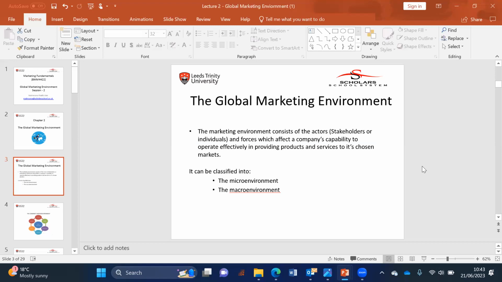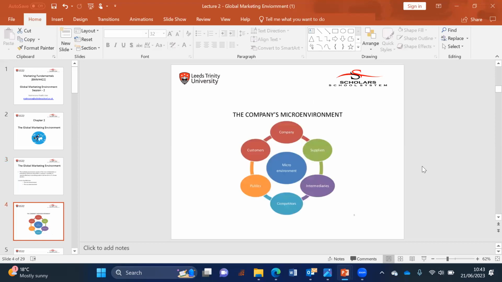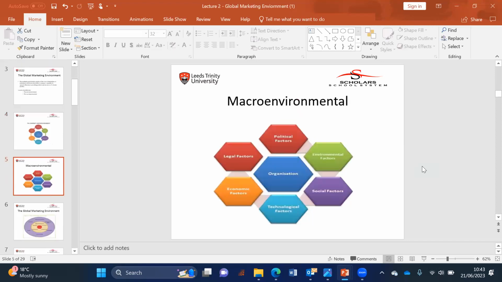And this environment can be classified into micro environment and macro environment. Let's see what these words mean. So the micro environment is things that are directly in contact with your company. So that is the company itself, the suppliers, the intermediaries, the competitors, the public, the customers. So these are things that you directly deal with when you're working in a company or when you own a company.